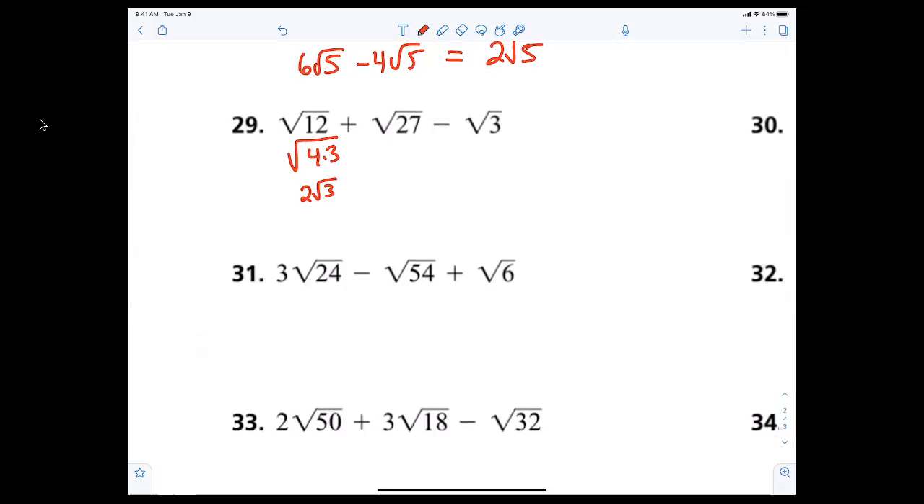Okay, now, and then 27. For 27, it's 9 times 3, and so it's 3 radical 3. Good. And then it's minus radical 3. And so the answer is 4 radical 3. Yeah, slow down, buddy. Slow down. You got this. Okay, next.